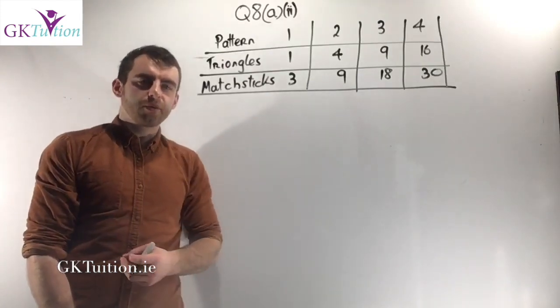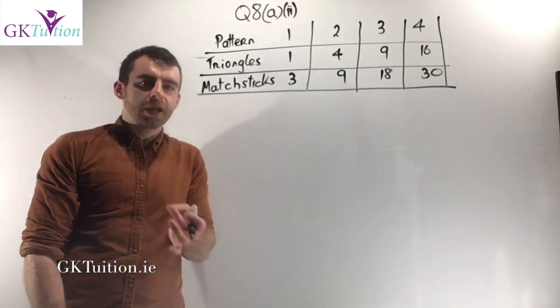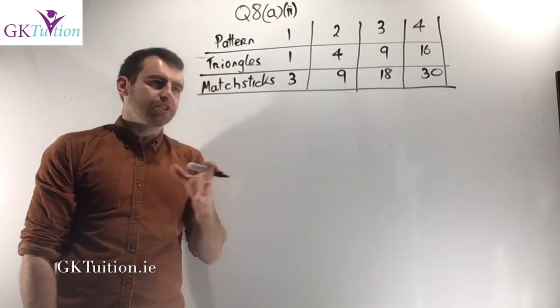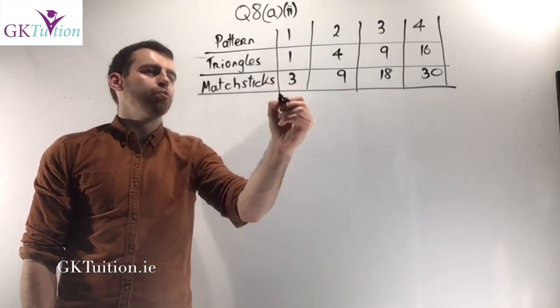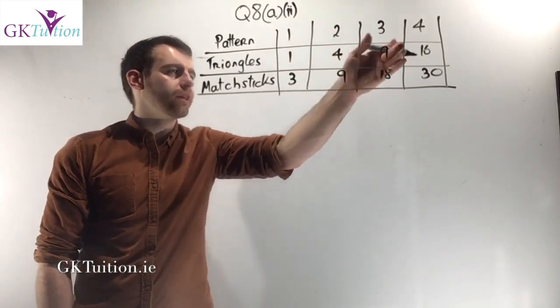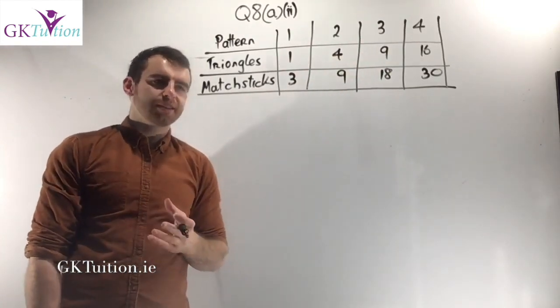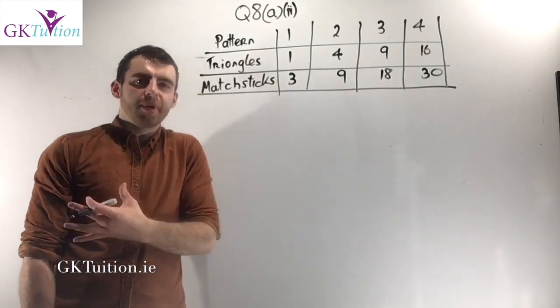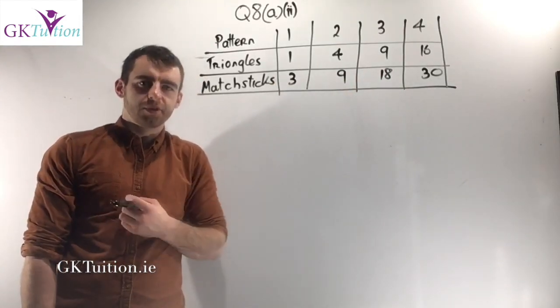So in the second part of the question, you're asked to fill in the table indicating the number of triangles and the number of matchsticks in each of the patterns. The first pattern is 1 small triangle, then 4, then 9, then 16. And in terms of matchsticks, you have 3, and then 9, then 18, then 30. That's just simply a matter of counting up the matchsticks and counting up the triangles.